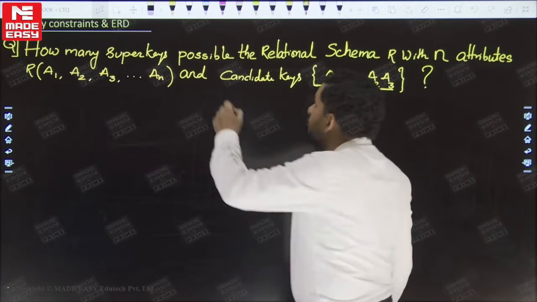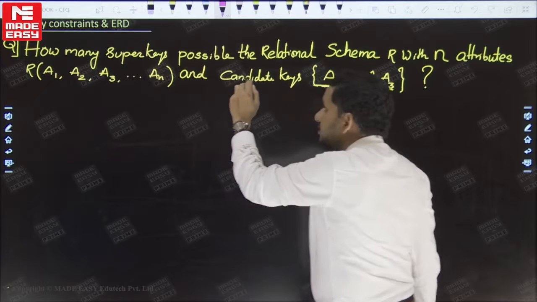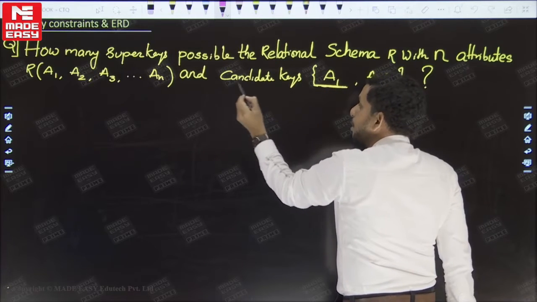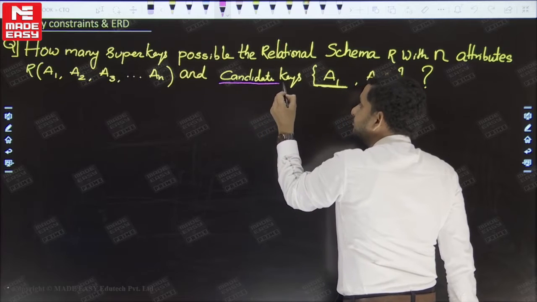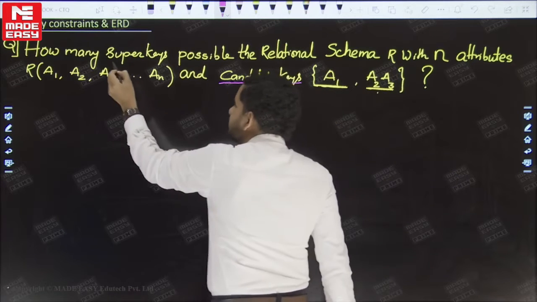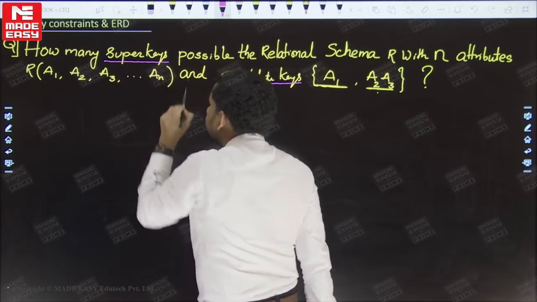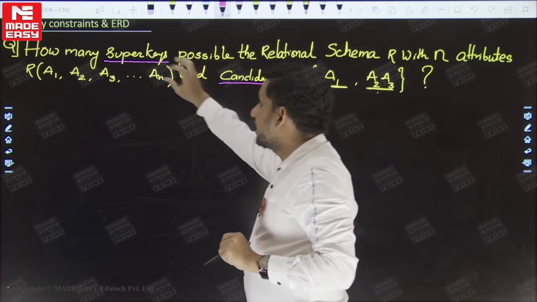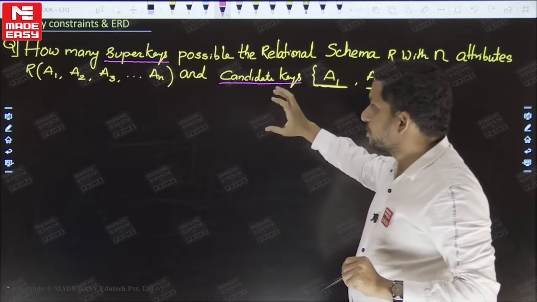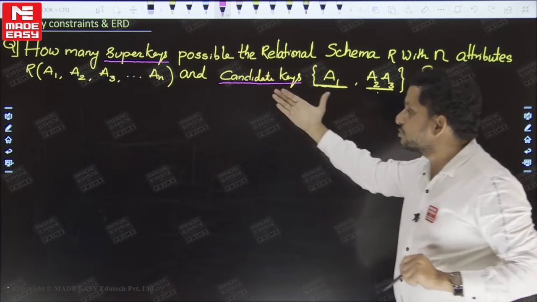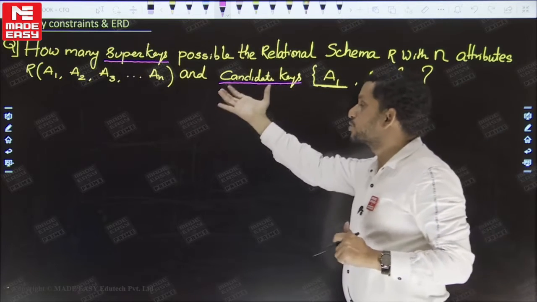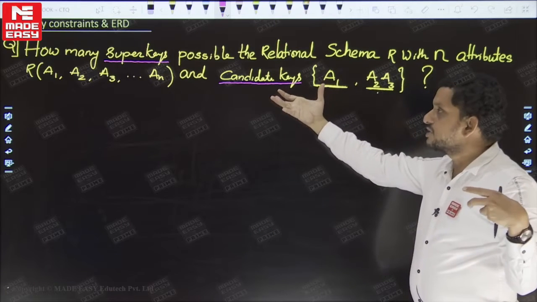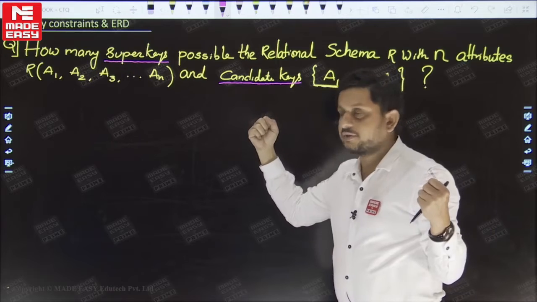So before discussing this question, we need to discuss candidate key and super key. So let us see in detail the discussion of candidate key and of super key. Then we come back to this question and solve it, and we also solve a few more similar model questions of finding super keys.